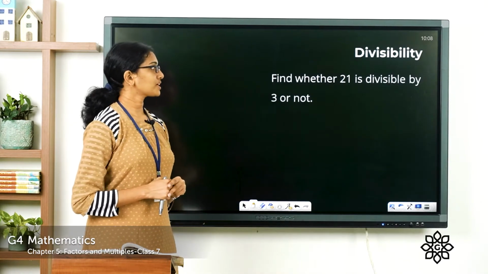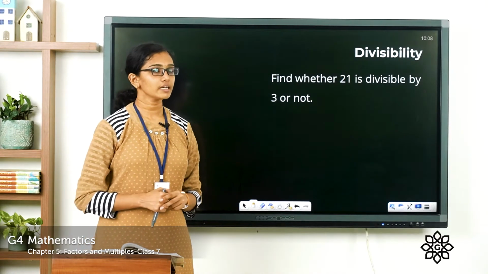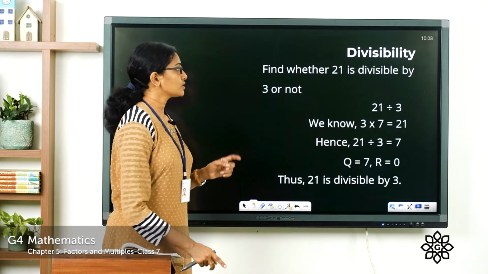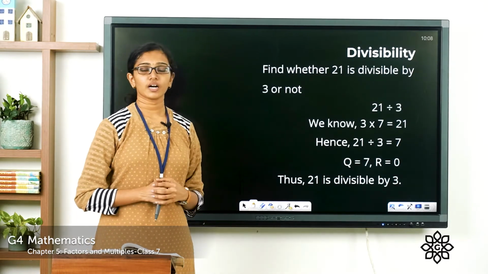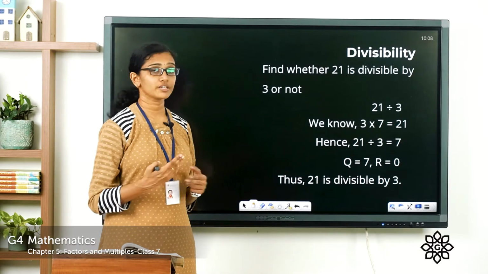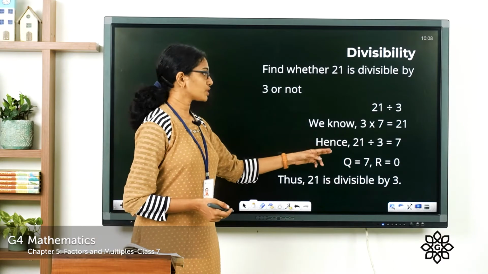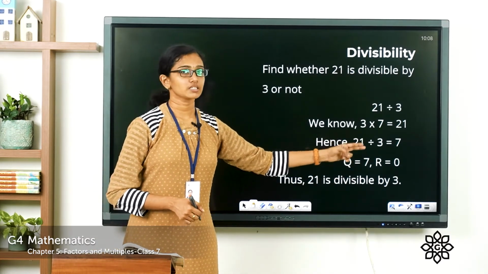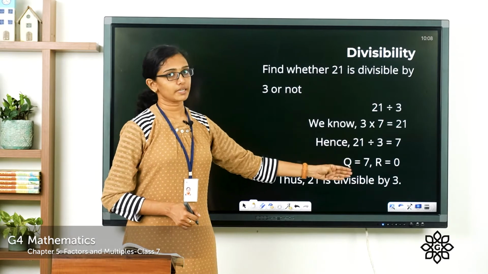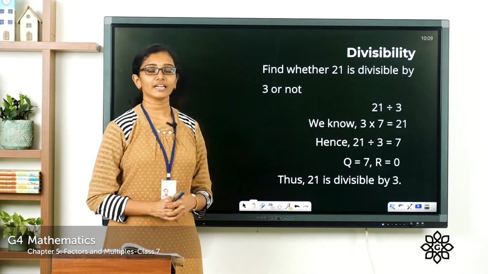Find whether 21 is divisible by 3 or not. So, how would we find out that? Our question is to find out 21 divided by 3. And we know 3 7s are 21. So, how many 3's will go in 21? 7 3's will go in 21. So, the quotient here will be 7 and there is no remainder. The remainder is 0 because the division is complete. So, we can say 21 is divisible by 3.